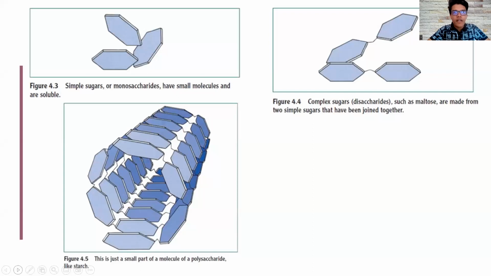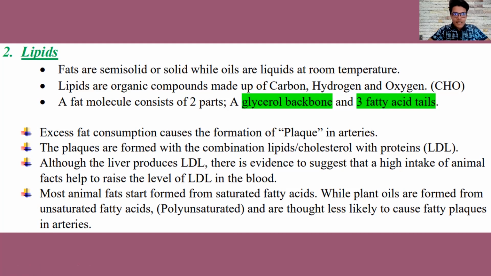As you can see in the diagrams here, a symbolic representation, monosaccharides, a single carbon ring, is represented by a single plate, whereas disaccharides have two carbon rings linked together, which are symbolized in this diagram with two plates linked. And polysaccharides, multiple carbon rings linked together, as shown in figure 4.5. So that's it about carbohydrates. Next, coming on to lipids.